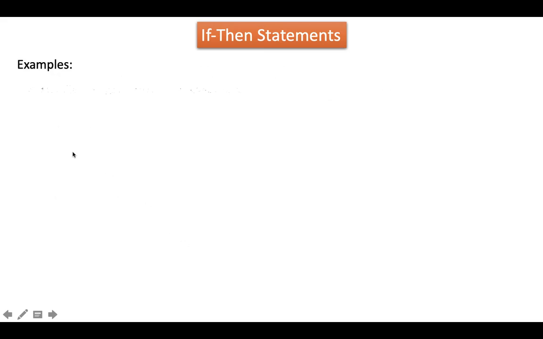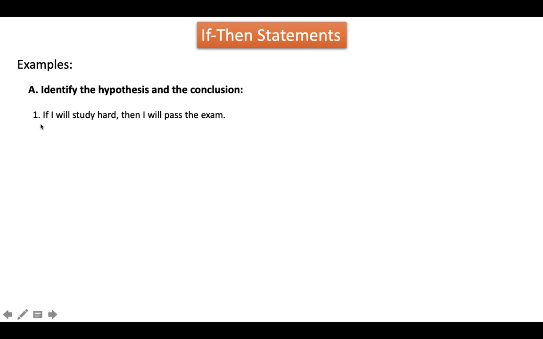Okay, so I have some examples here. Task A is to identify the hypothesis and the conclusion of the following given. We have here: if I will study hard, then I will pass the exam. In this form of statement, we can easily see that the hypothesis is immediately followed by the word if. So our hypothesis is I will study hard. Then our conclusion is the part after the word then, which is I will pass the exam.